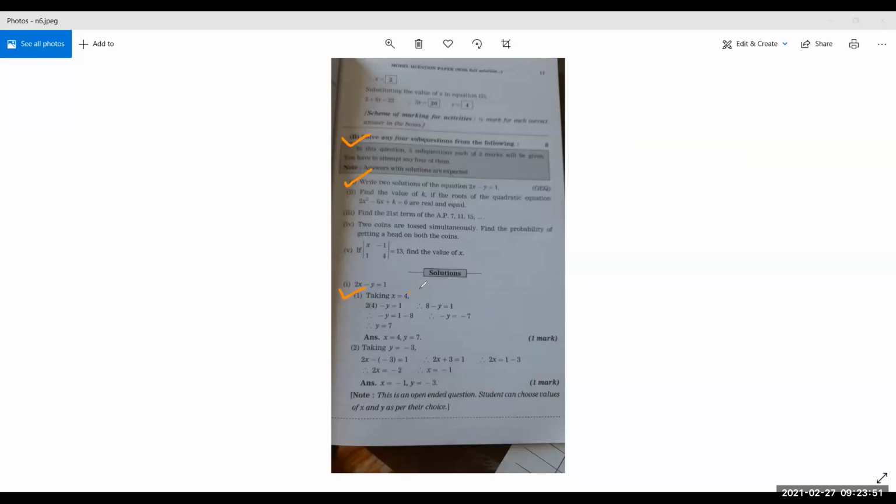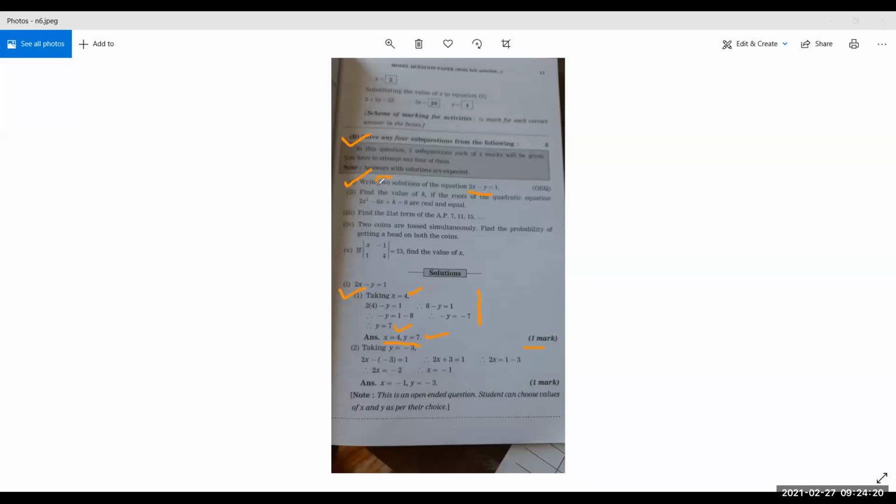So here they have taken x equals 4. So substitute the value x equals 4 in the given equation. Solve that, we get y equals 7. So this is one pair. That is one solution: x equals 4 and y equals 7. Now if you look, for writing this much, we do not get any marks. Directly for writing the final answer, we have got 1 mark here, right?